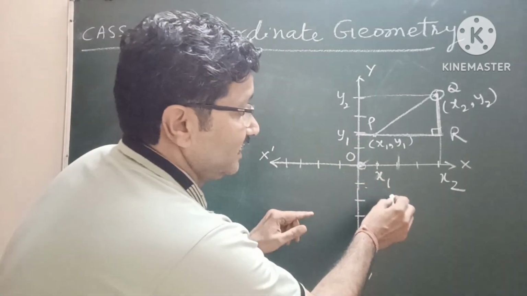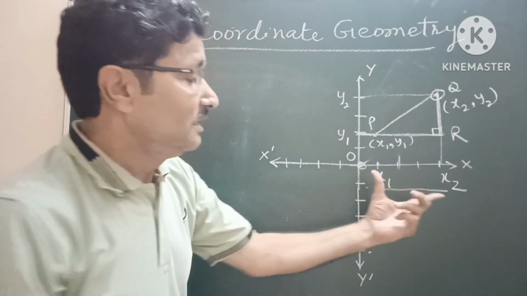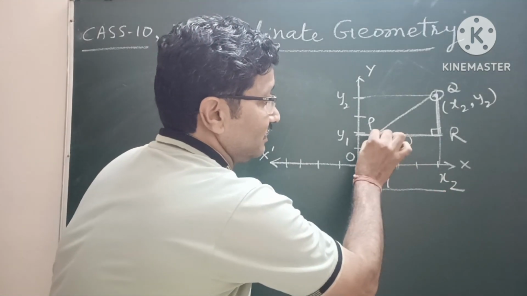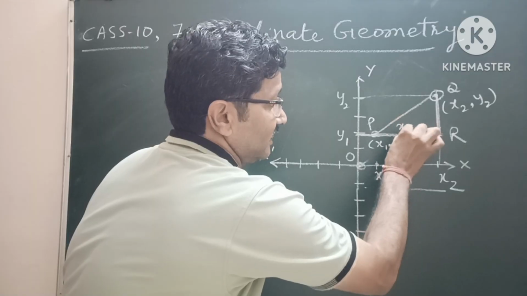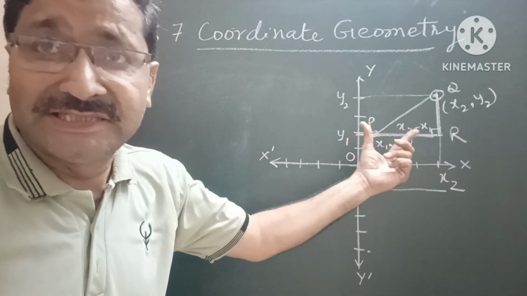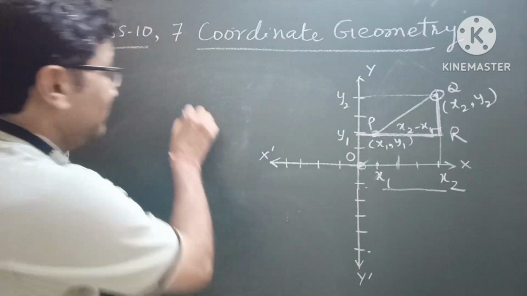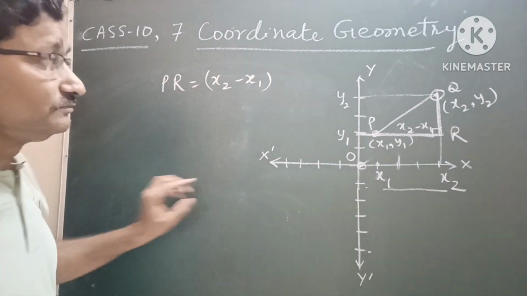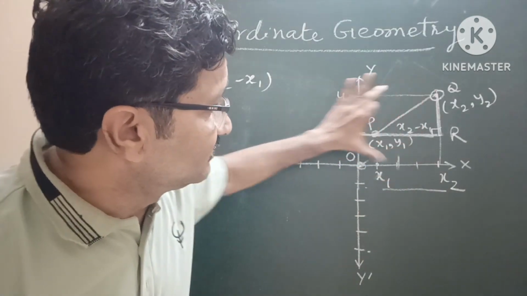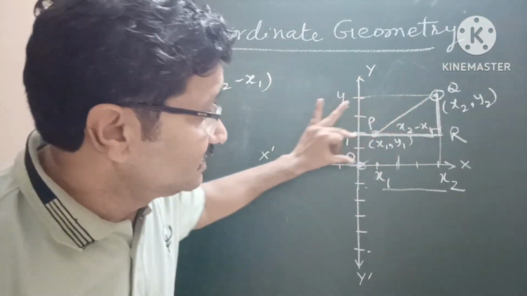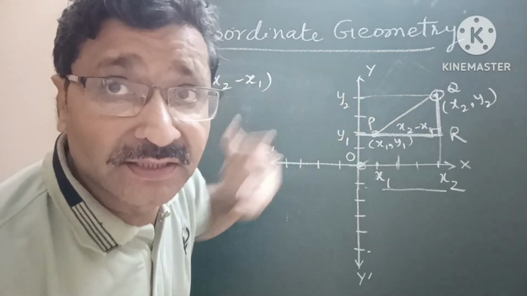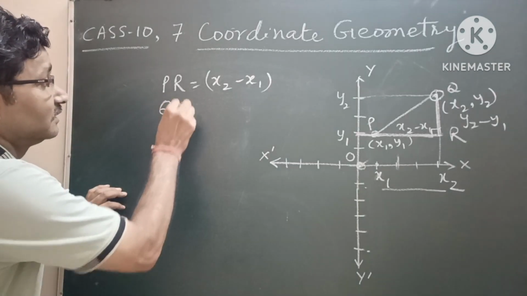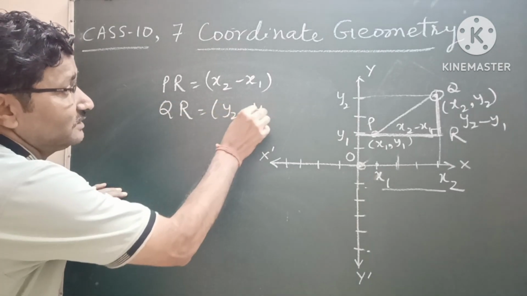Now what is the distance here? From here, this is x2 and this is x1. So the distance PR is x2 minus x1. Now similarly, this is y2 and this is y1. So what is the distance QR? The QR distance will be y2 minus y1.